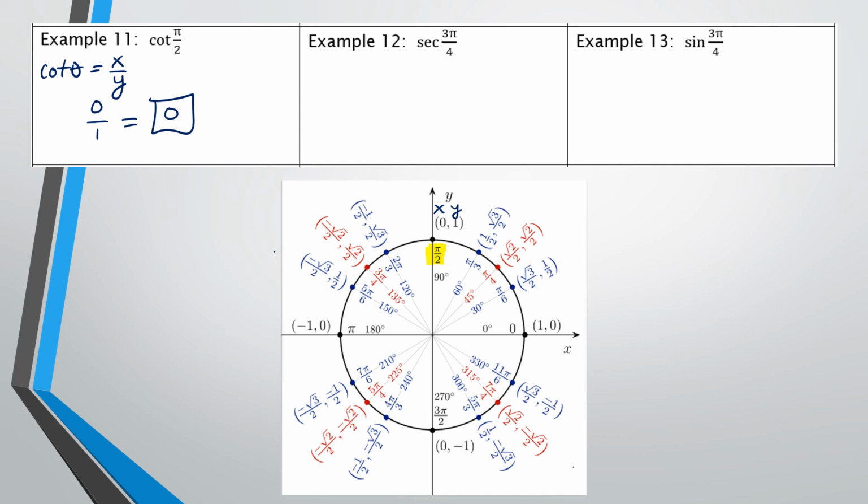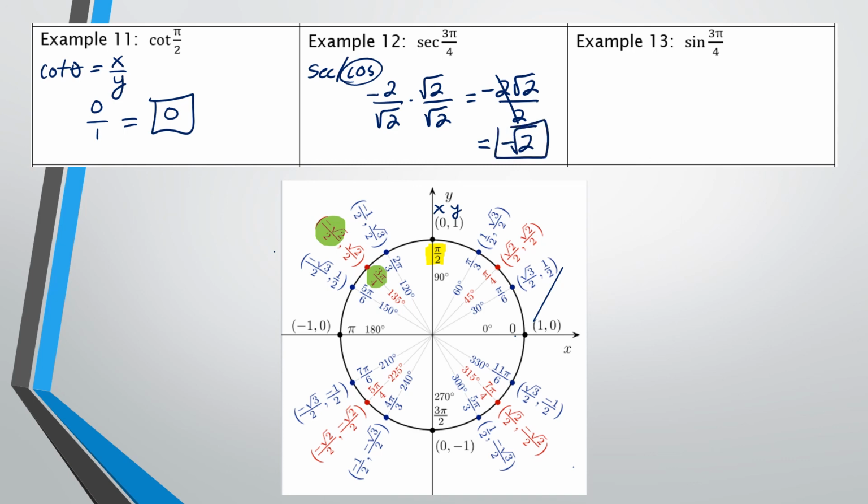For number 12, we have to remember that secant is partners with cosine. So what we're going to do is figure out the answer for cosine, and then we'll flip that answer to get our answer for secant. So the first thing I'm going to do is find 3 pi over 4 on my unit circle, which is right here. And then I want to focus on my cosine value, which is equivalent to my x coordinate. Now I take that coordinate and flip it upside down because we're doing the reciprocal. So I'm going to do negative 2 over the square root of 2. I have to rationalize the denominator, so I end up with negative 2 square root 2 over 2. The 2's cancel, and my final answer is negative square root 2.